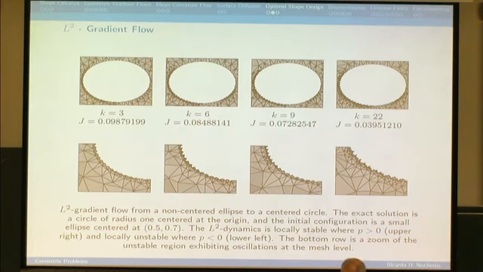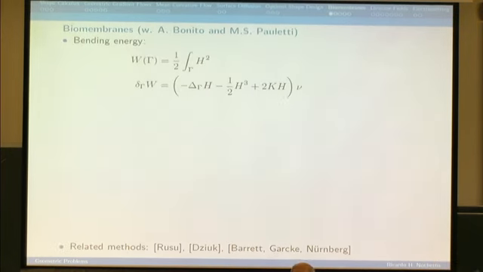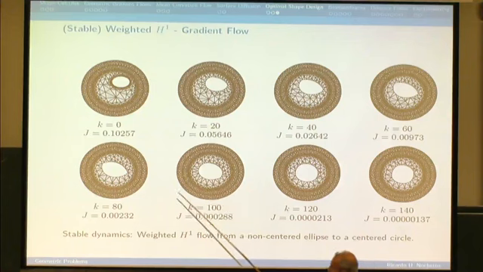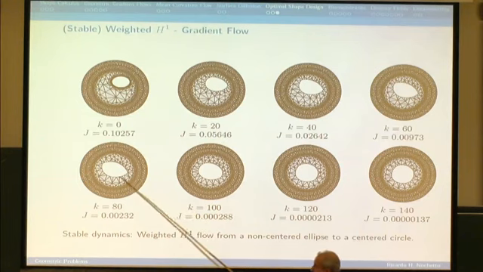Okay? And this is what happens if you use what I call a weighted H1 flow. So instead of using the L2 flow, you use a weight for the H1 norm, and that regularizes this part. It's like introducing for a fourth order problem a damping that has that geometric effect.